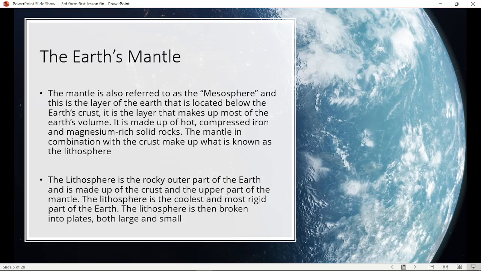The lithosphere. This is the rocky outer part of the Earth and is made up of the crust and the upper part of the mantle, as I just said. The lithosphere is the coolest and most rigid part of the Earth. The lithosphere is then broken into plates, both large and small. And this part about being broken into plates is very important because when you get further into the subject of geography, there's something called plate tectonics, and this is a very large part of geography. We really should keep this in mind.